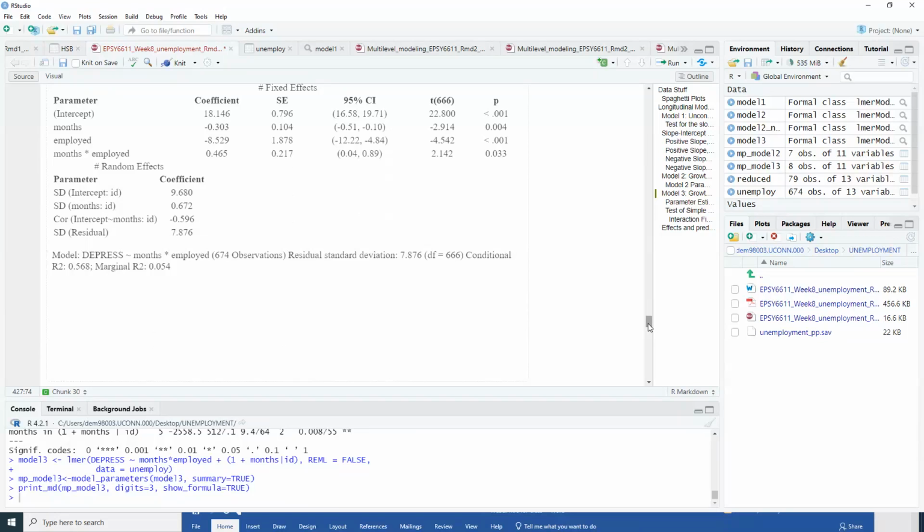Remember before we had like negative 5.11, but we were assuming that the effect of getting employed was going to be constant across time. But here we've got this months times employed interaction, which is 4.65. So let's think about how this plays out. Let's think about somebody who's unemployed across time first, that's probably the easiest thing. You're going to start out with a score of 18.15, and then your score is going to drop 0.303 points for every month that you remain in the study, again assuming you're unemployed the whole time.